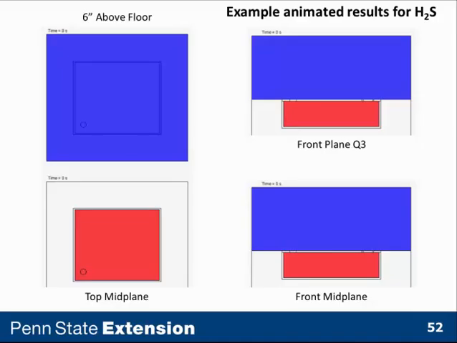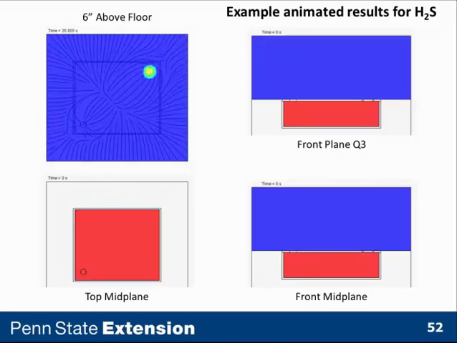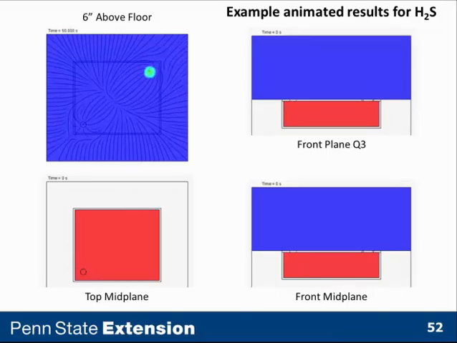Here in the upper left, we have the cut plane 6 inches above the floor, above the manure pit floor. This won't be too terribly exciting because that's outside the domain of the manure pit. And it's dark blue to begin with because that is the atmospheric conditions. And the only place we have anything else is right in the area of the air exhaust port. Okay.